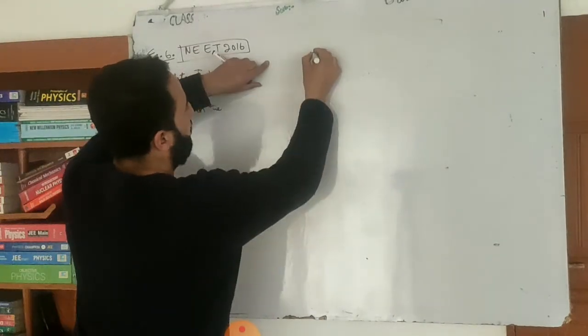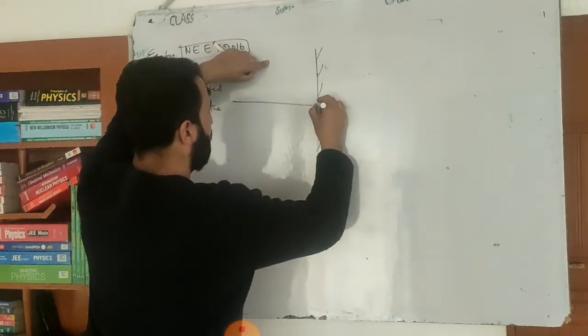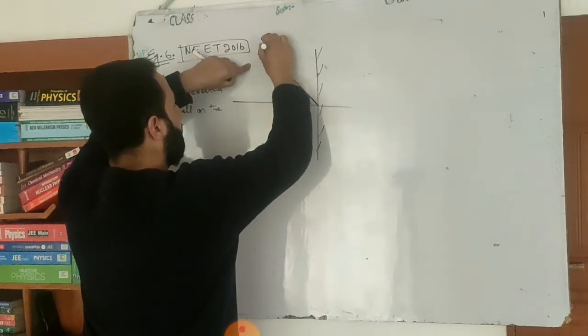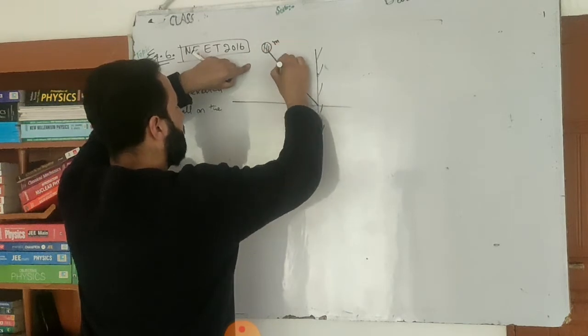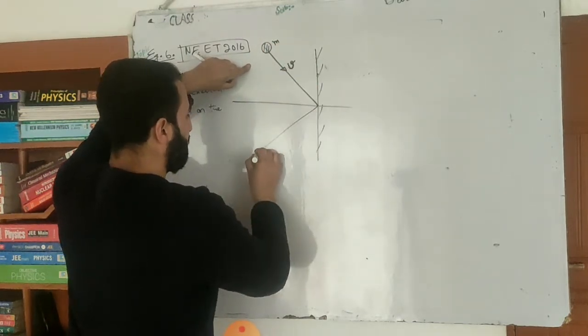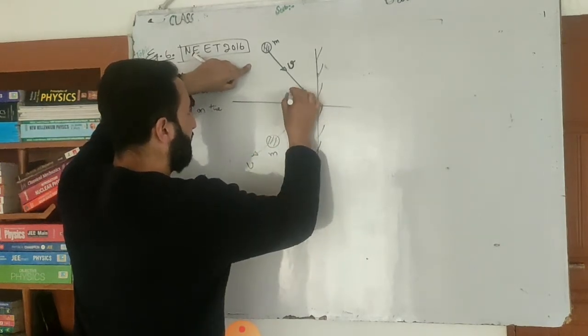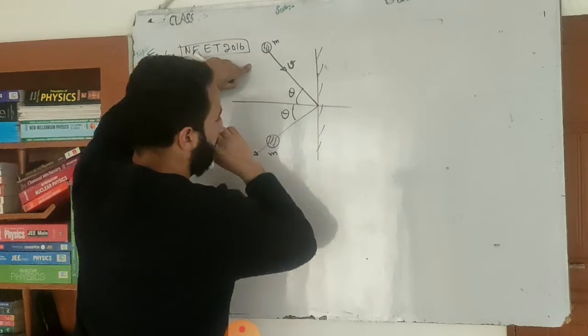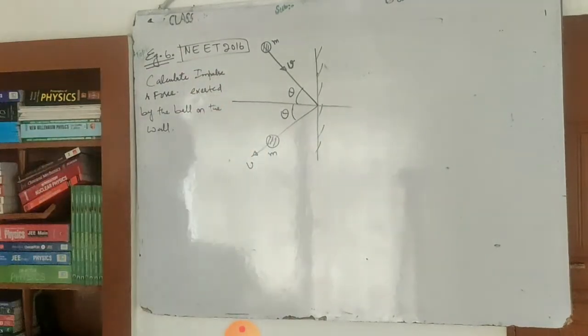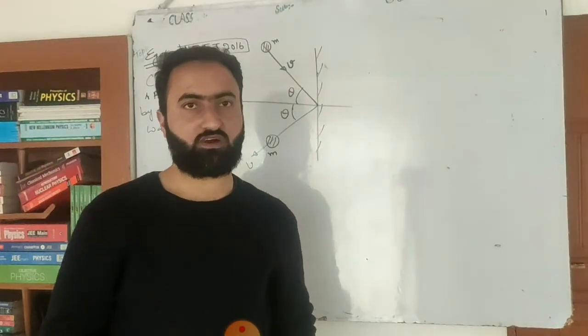There is a vertical wall here, like this, and this is the normal to it, and this is a ball here. Its mass is m. It is going in this direction with velocity v, and then it moves in this direction with velocity v. This is a ball of mass m. The angle is theta, and this one is also theta. Again, same question: calculate the impulse. Simple. So how will we do it? Okay, pause the screen and try it yourself first of all.